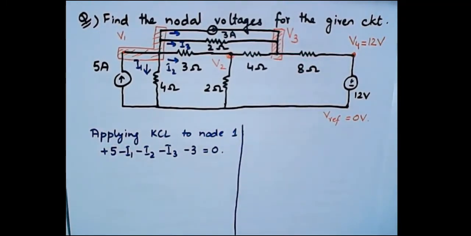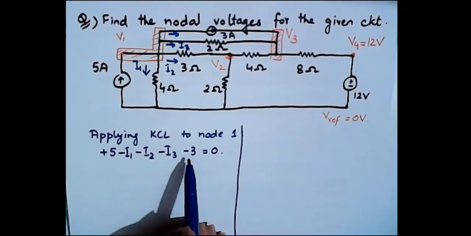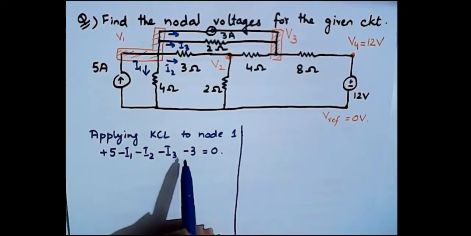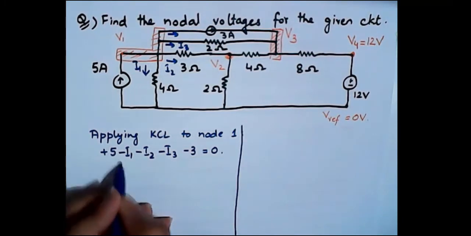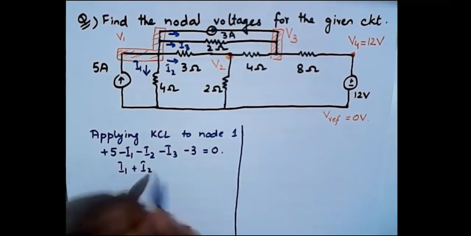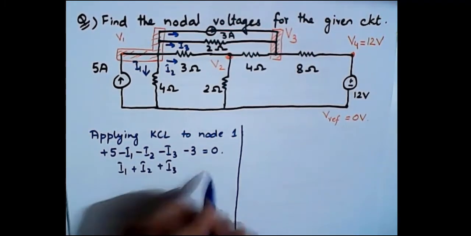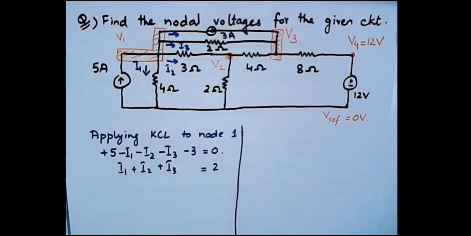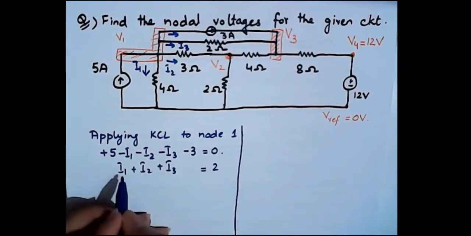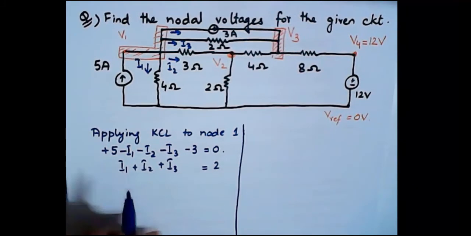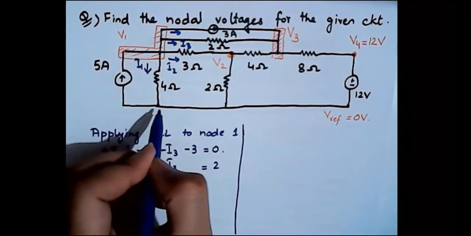When we simplify it, now what we need to do, 5 plus 3 is equal to 8. So you can say that I1 plus I2 plus I3 is equal to 2, right? Now you can see that I1 is flowing due to the difference of V1 and V reference.